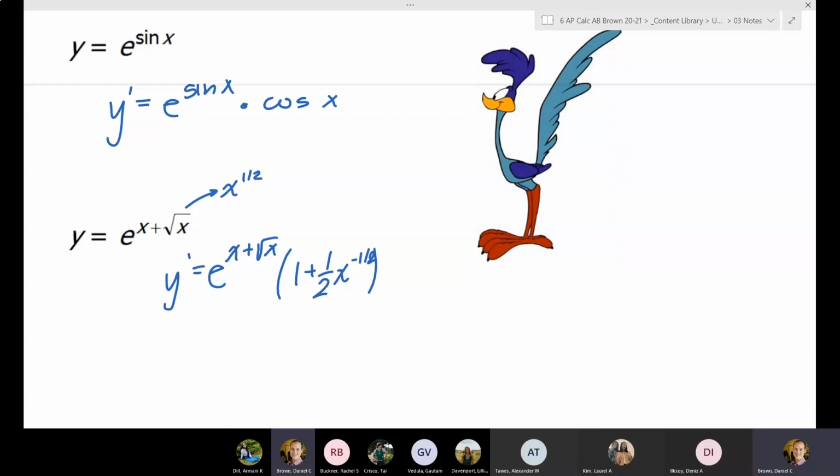Questions so far on that derivative? Yes, Mitchell? If there's a square root and there's a fraction exponent, you have that in the same equation. Say it one more time. If you have the square root of x, and you have the negative 1/2 as an exponent, can you keep it like that? Yeah, you can leave it like that.